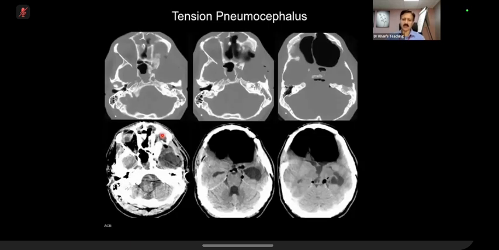Pneumocephalus, I'm just showing you, all of you know what is pneumocephalus. Pneumocephalus sometimes can cause pressure effects also. In this case, if you see here, there are a lot of base of skull fractures, and there is so much air that it is causing a bit of pressure effects here. And look at the word tension pneumocephalus. You have seen tension pneumothorax, but this is tension pneumocephalus.